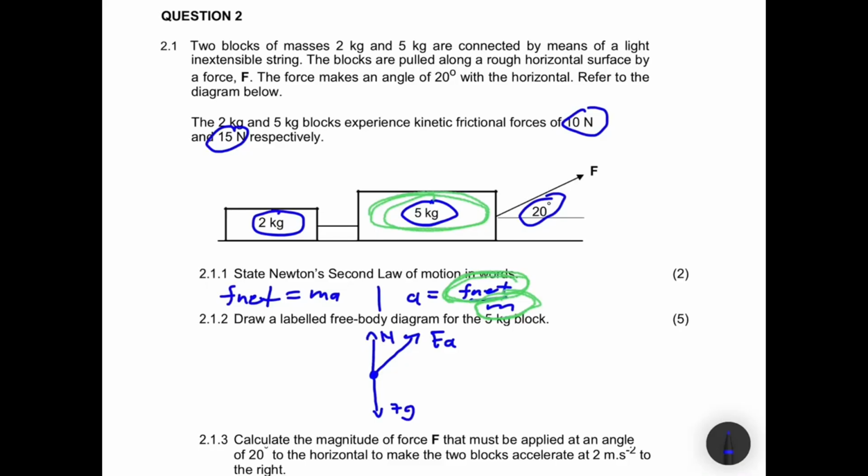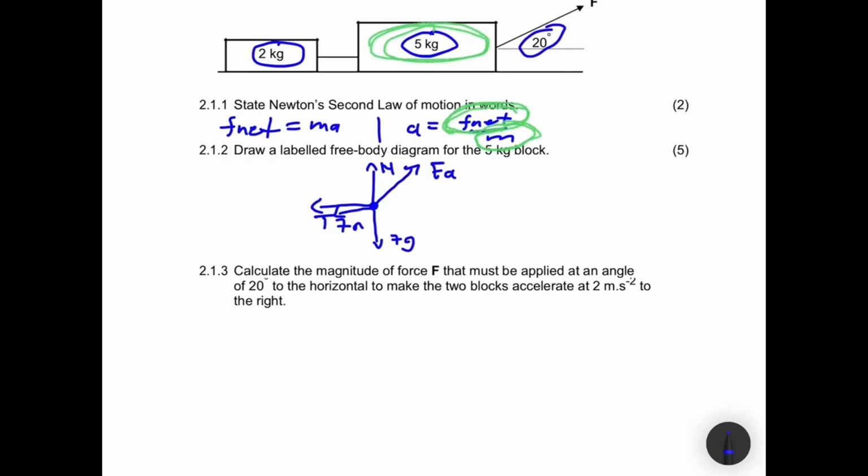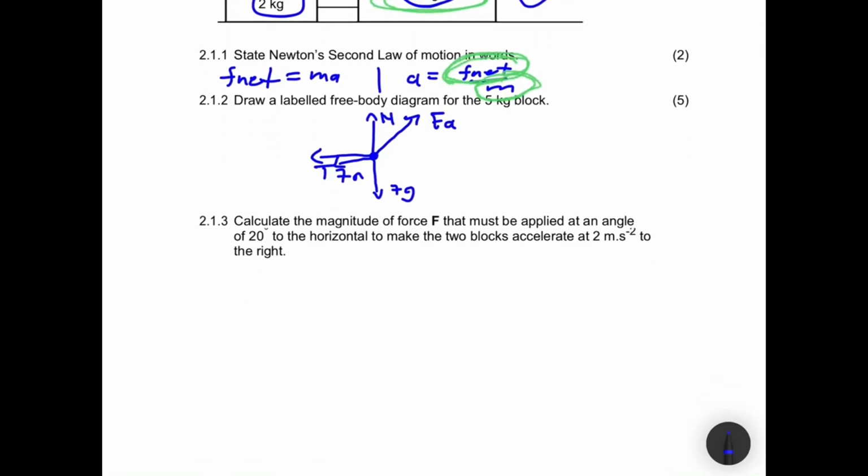And then apart from the normal force, the 2 kg and the 5 kg blocks are connected by a string, right? So we must have tension, right? So we have tension there. We are also told that there's a kinetic frictional force acting on the blocks, right? So we can have Fr also acting to the left. So let's do 2.1.3, which says let's calculate the magnitude of force F.